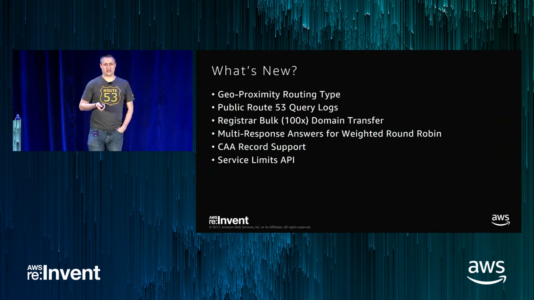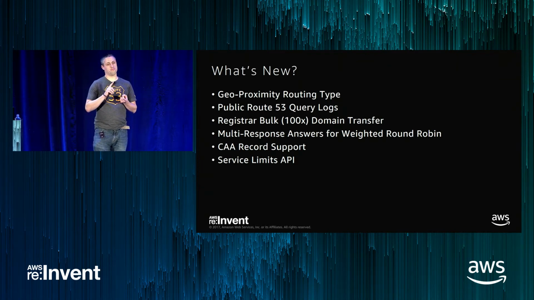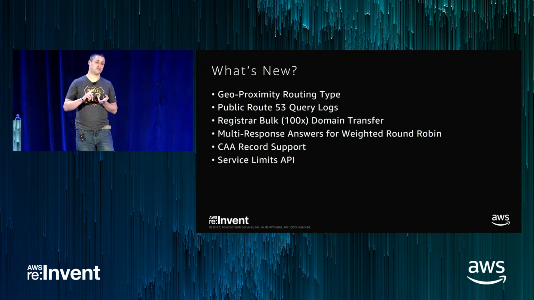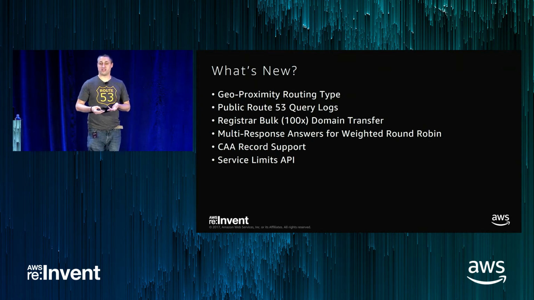Finally, there's a service limits API. If you've used Route 53, or perhaps any AWS API, there's always some kind of limit, to say you can only have this many zones by default or this many records in your zones. And this allows you to automatically query this and find out how much of your limits you're using.